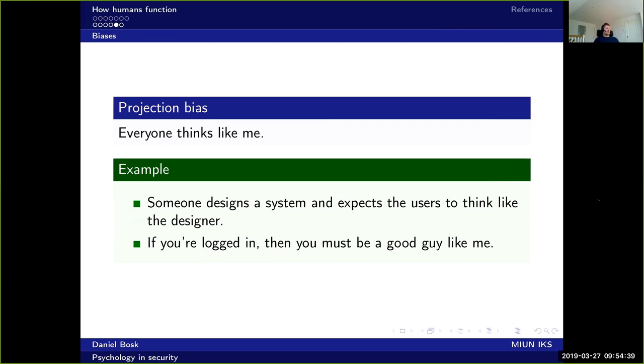Another bias that has caused a lot of problems in security historically is projection bias. That is that everyone thinks like me, because we have seen a lot of examples where someone designs a system and then expects the users to think like the designer. So for instance, there has been a lot of problems with the assumption that if you are logged in, then you must be a good guy like me, because I have designed this procedure to keep the bad guys out. So it's unlikely that one of the good guys who actually has login credentials would be a bad guy. So this has caused a lot of problems with insider attacks.